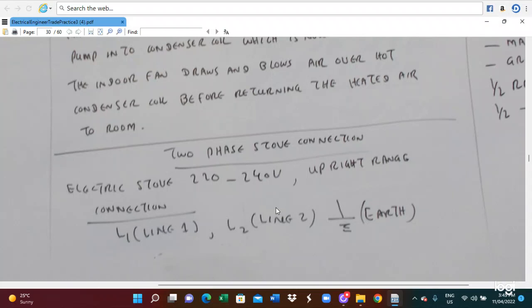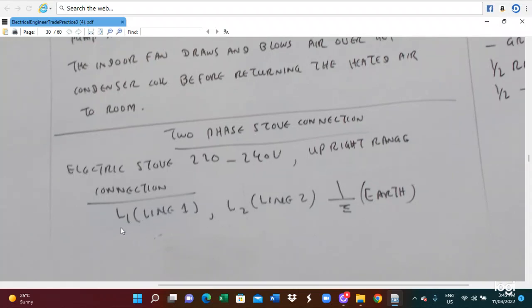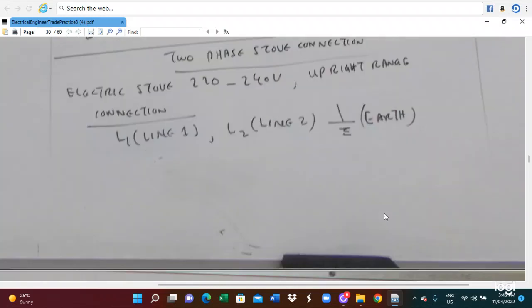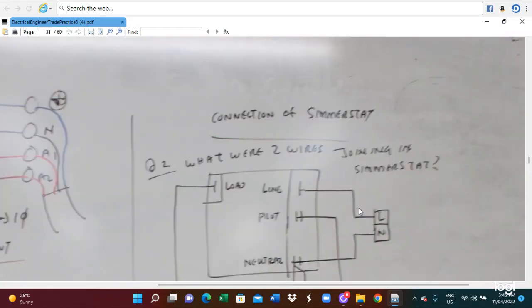Another thing is a two-phase stove connection. Electric stove, 220 volt to 240 volt. So this is the upright range. The connection is here. So L1 is connected to line 1, L2 is connected to line 2, and the earth is connected to the E. So this is the electric stove connection.